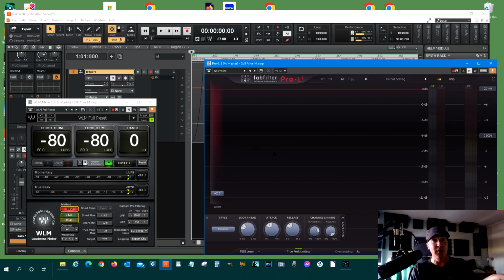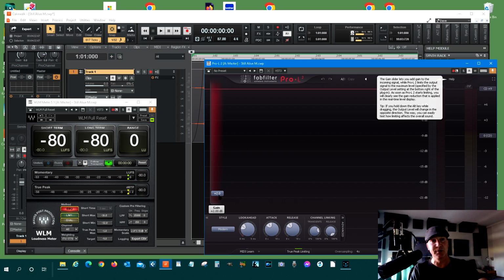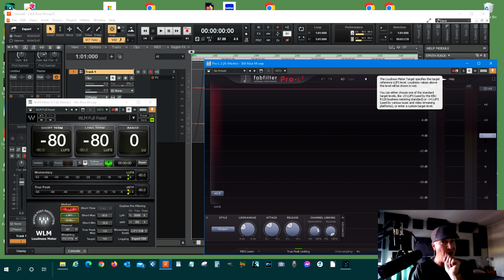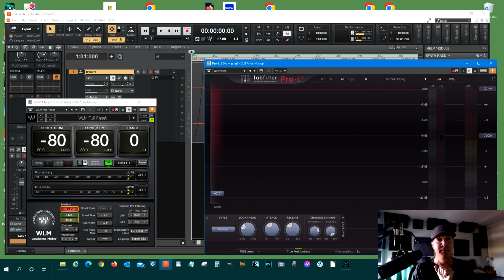And this will play at, I've set it to 2 dB here. I've also set FabFilter to CD quality, so this LUFS point should be the 0 minus 9 dB, the CD quality.